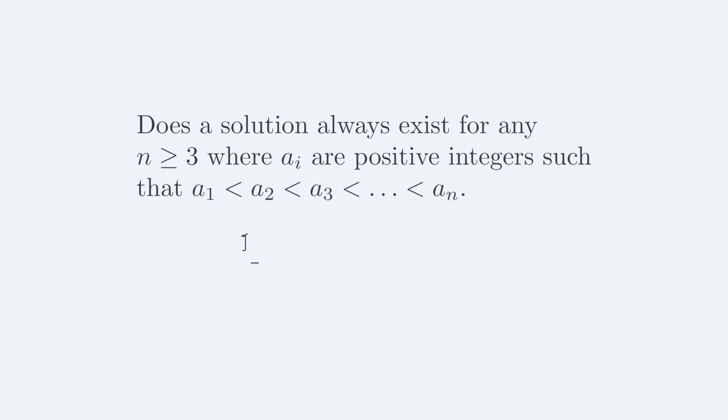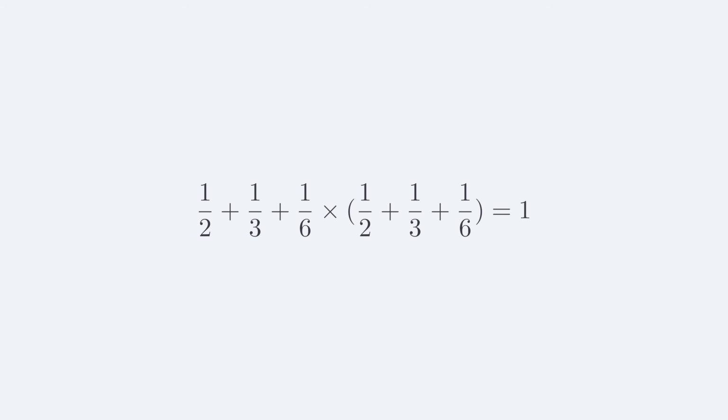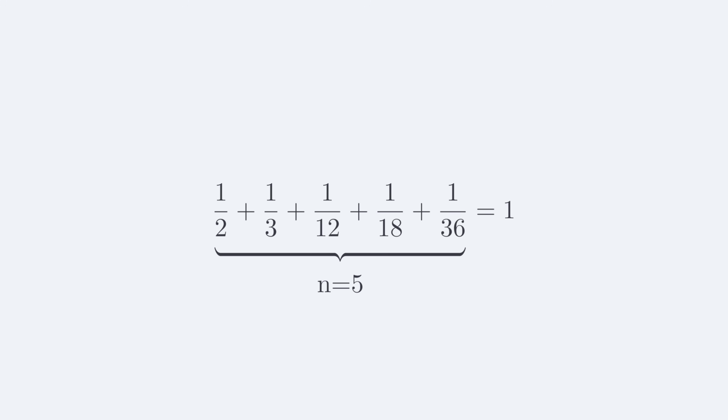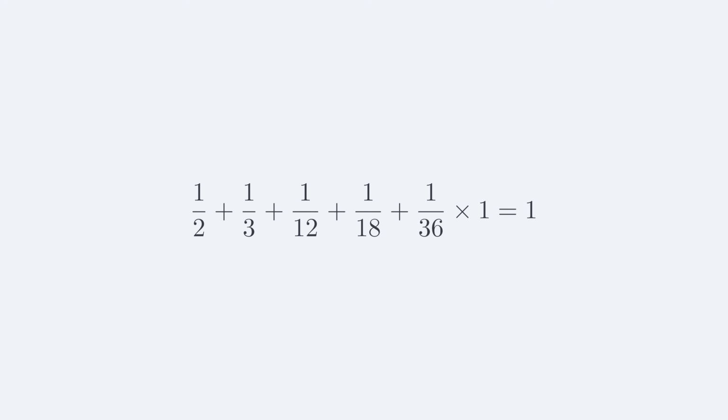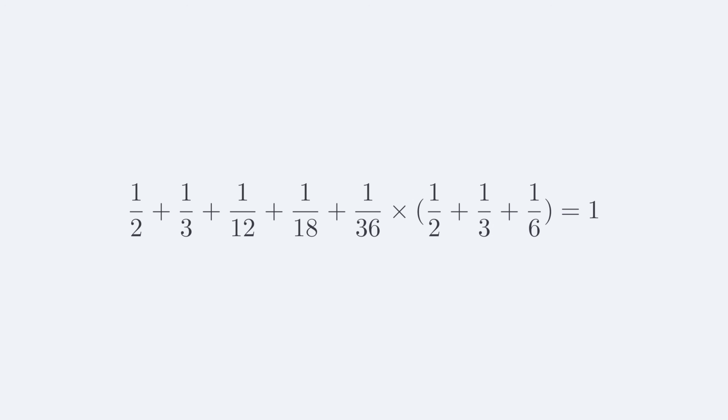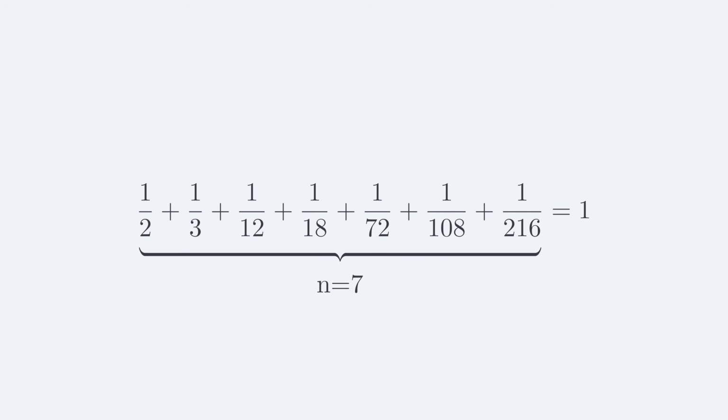Let's extend our original question. Does a solution always exist for any n greater than 3? Here is a trick. Because 1 is special, 1 is unity, I can multiply the 1/6 by 1 and insert our 1's expansion. Therefore, we can obtain a 5-term expansion for 1. Repeating this trick and multiplying 1/36 by 1 and substituting the expansion, we get a 7-term expansion for 1.